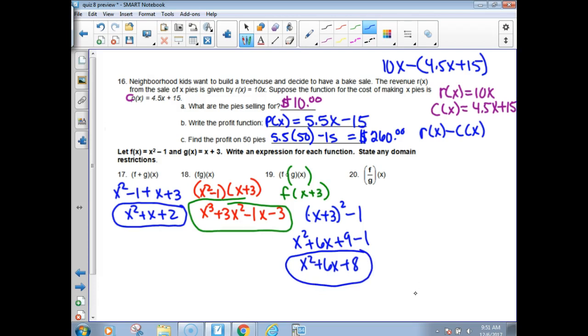And now number 20, and multiplying them didn't change anything about the domain either. This thing still has a domain of negative infinity to infinity. And so did the previous one. Now when you divide, that's when you've got to be careful.